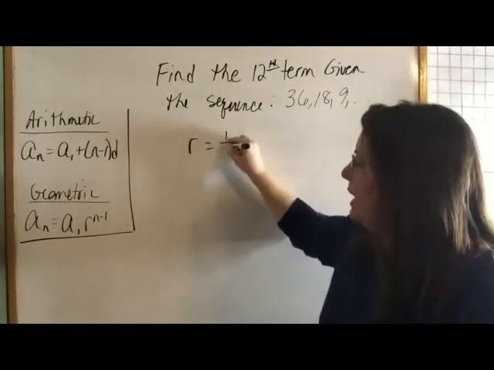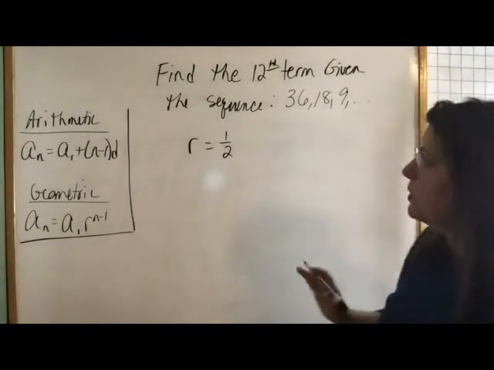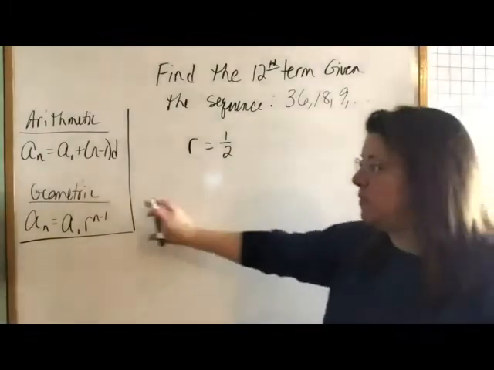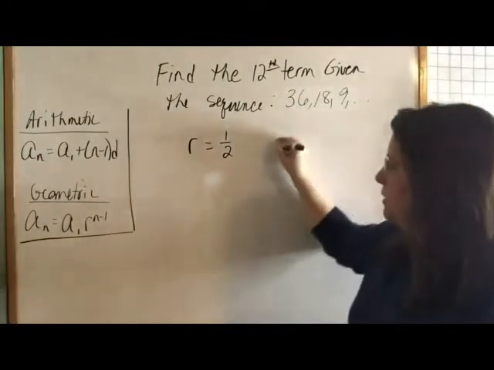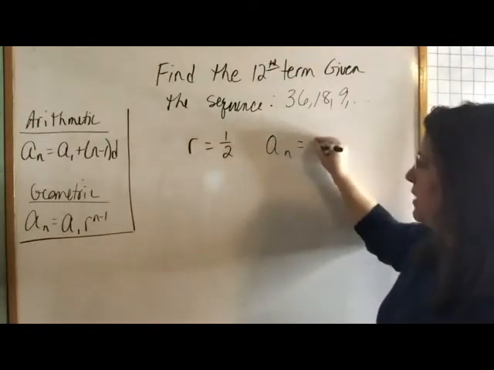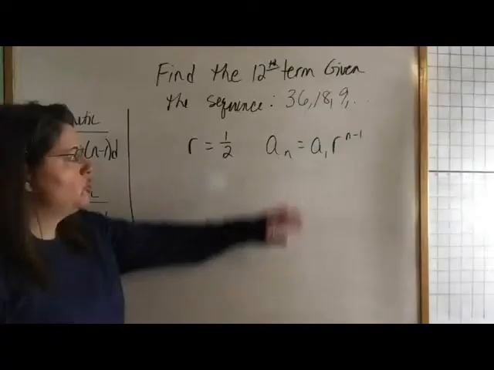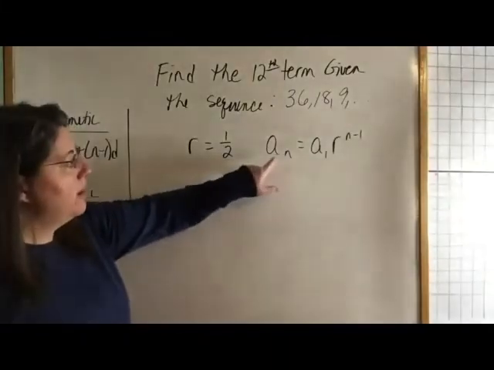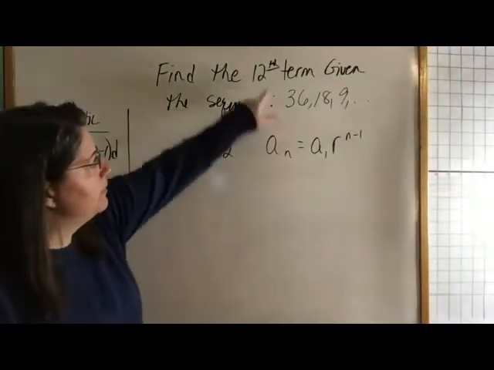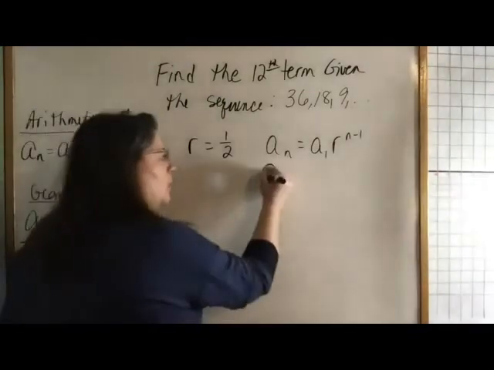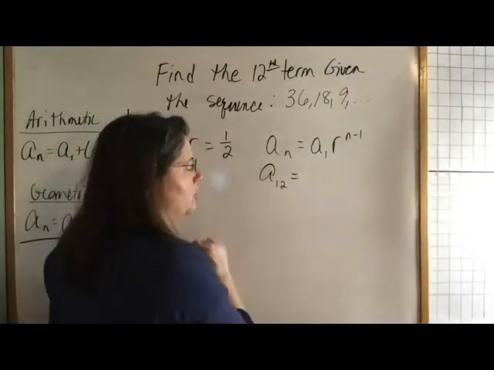So R is 1/2. Since we've determined that it's a geometric sequence, we know we're going to use this formula. So a sub n equals a sub 1 times r to the n minus 1. To plug into that formula, a sub n, remember n is the term number we're looking for. So we're looking for a sub 12, or the 12th term.